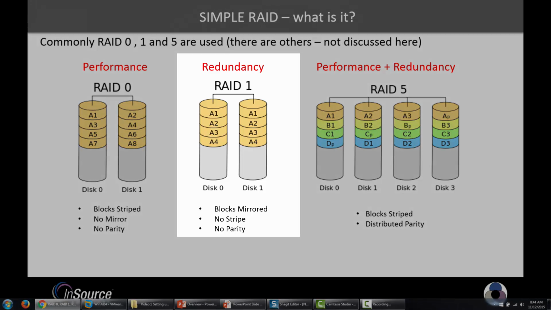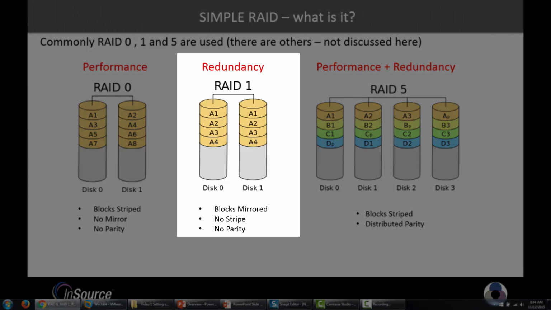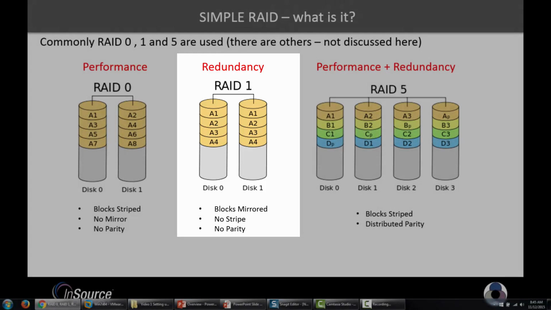Next we have RAID 1. That requires a minimum of 2 disks, does give you good performance, however there is no striping and no parity, gives you excellent redundancy because the blocks are mirrored.